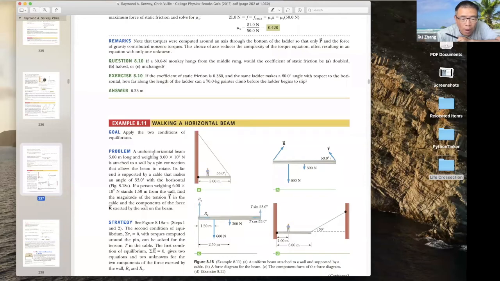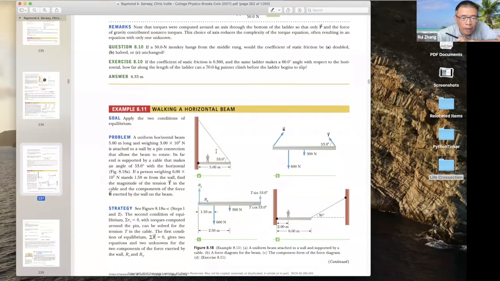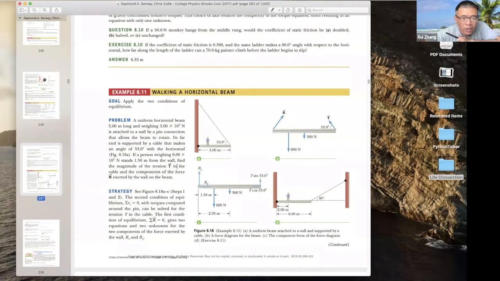There's a horizontal beam of 5 meters long, and weight this much, attached to the wall by a pin connection. This pin allows the beam to rotate, okay? And then the far end is supported by a cable that makes the angle 53 degrees with the horizontal. And there's a person of this much weight standing 1.5 meters from the wall. And then we ask you to find the magnitude of tension in the cable and the components of the force R exerted by the wall on the beam, okay? So this one's, again, a little bit complicated compared with the first one. But let's do this one together, okay?